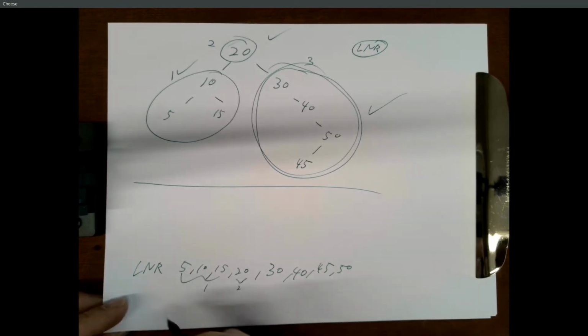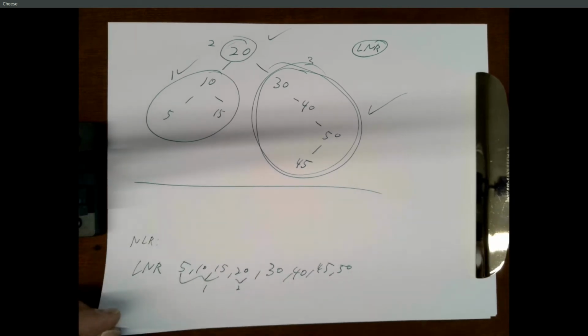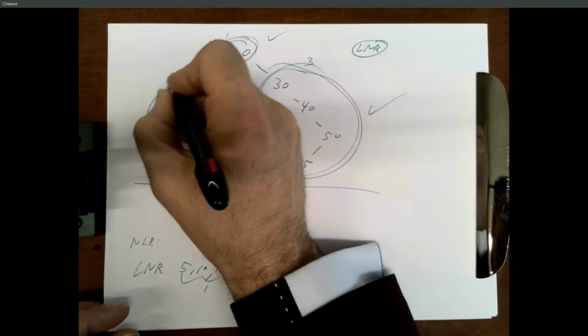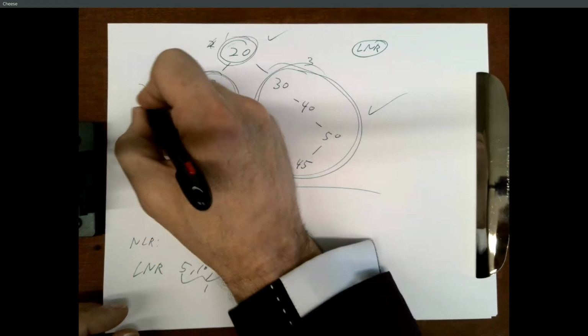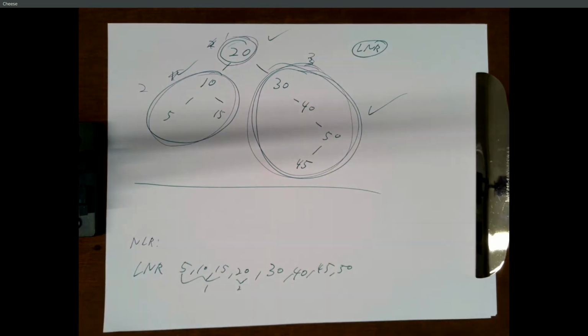Let's do node left right. First we're going to do the node, and then we're going to do the left subtree, and then we're going to do the right subtree. Yeah? When you're calling just the node, is that just root? Do you mean when you're calling the node? Like step one. That's just a printf statement, in this case printf of root arrow data.